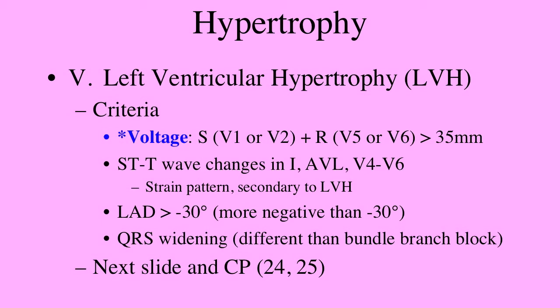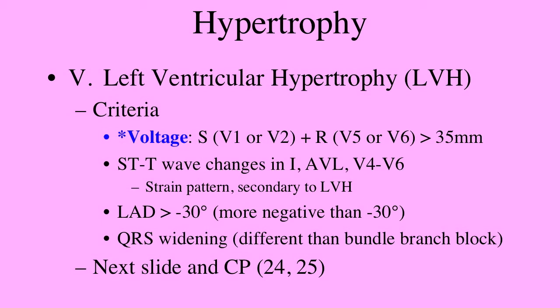Additionally, you can have ST-T wave changes in leads 1, AVL, V4 through V6, or some of those leads. A very good example of this is page 24 at the top, where especially in V5 and V6, there are downward ST segment changes, and it's called a strain pattern. And again, you can look at those examples and see those in various leads, but that strain pattern is very characteristic of LVH.